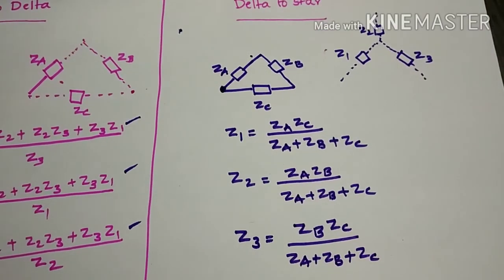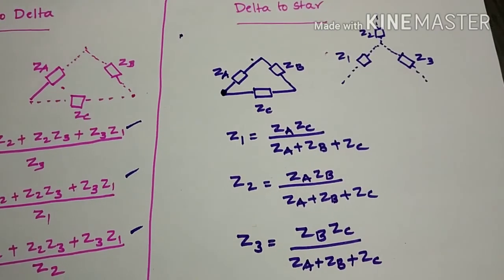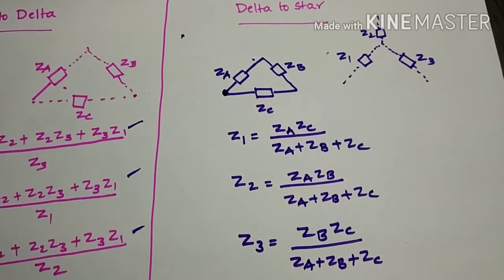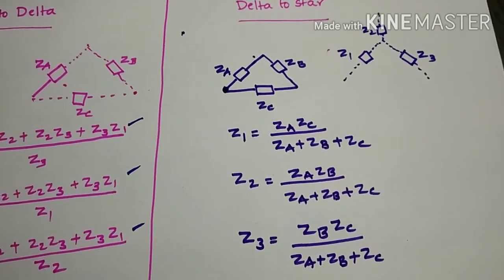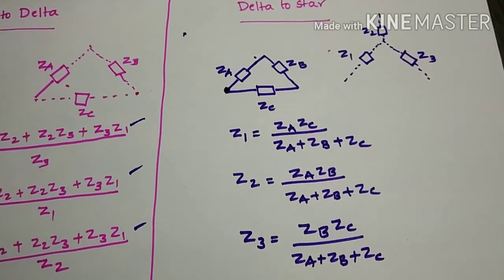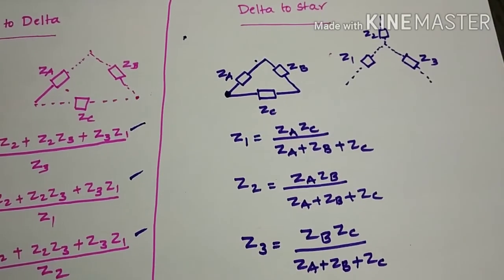So you can convert like this from star to delta and delta to star in the circuits. If you convert like this, then you can easily simplify the circuit. Thank you.